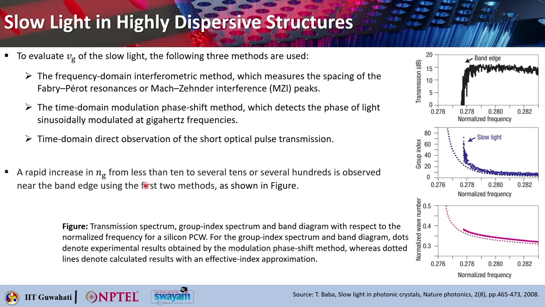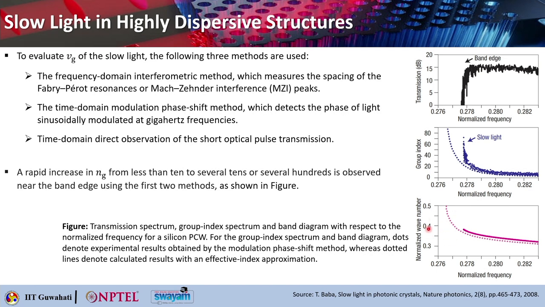So a rapid increase in group index, ng, from less than 10 to several tens or several hundreds is observed near the band edge using the first two methods, as you can see in the figure. So this shows the transmission, this is the group index, and this is the band edge, and you can also see the group index seriously increases. So the transmission spectrum, group index spectrum, and the band diagram.